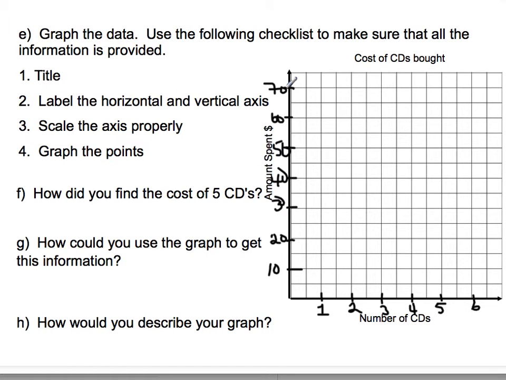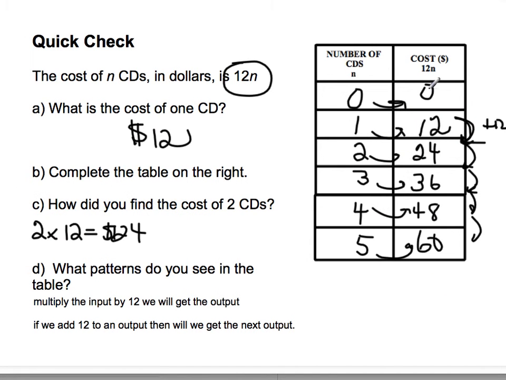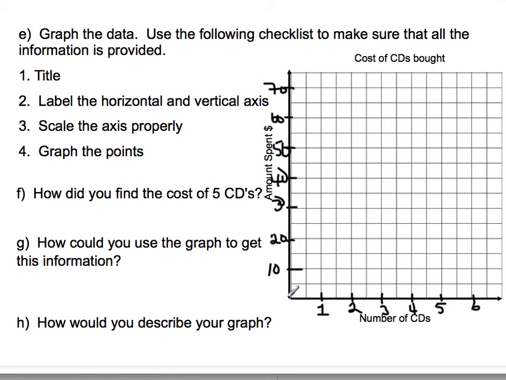That was the first thing. Usually when you scale, you're going up by 1s, 2s, 5s, 10s, 20s, 100s. Like it's a nice number. Okay, now I'm going to flip back and forth because now I have to graph the points. So 0, 0 is right here.